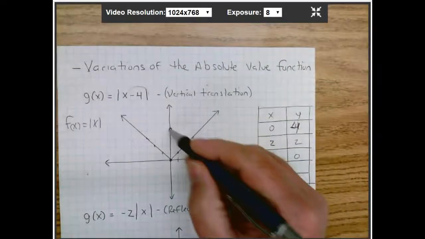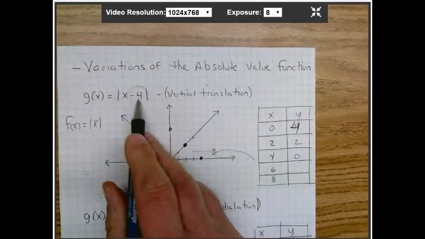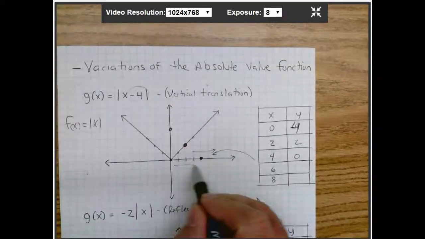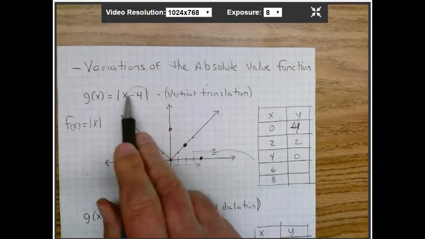But so there's that one side of it, and we know we're going to move right 4 because it's negative 4. To remember that, we're going to move 4 right. We got this part, and then now we start to go up. So 6 minus 4 is 2.